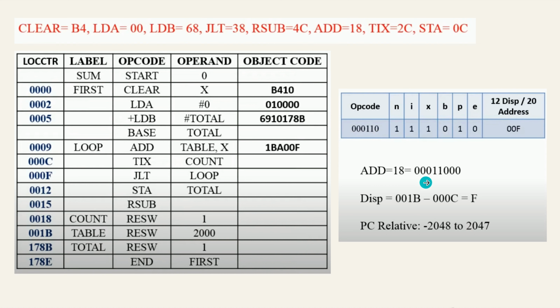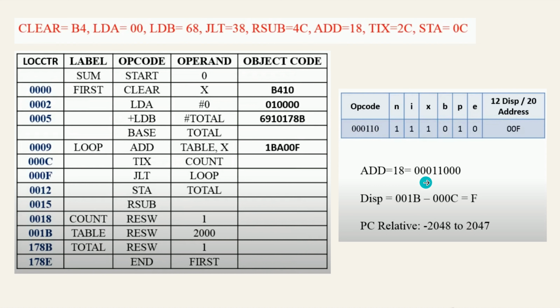And now we have to calculate the displacement. Displacement, what is it? Displacement is equal to target address minus program counter value, right? This is a formula. What is the target address? Target address for table we have to see. What is the target address for table? Target address is 0018, right? So we are going to write 0018 minus, what is the program counter value?